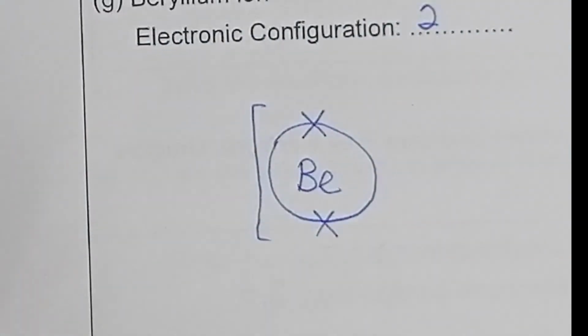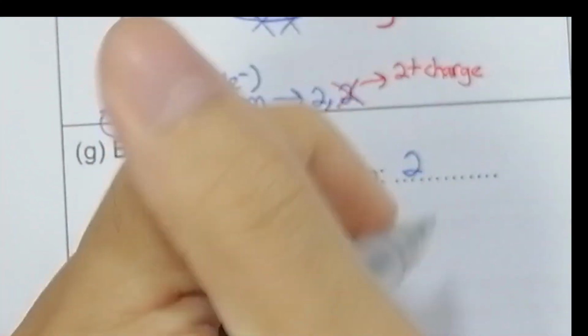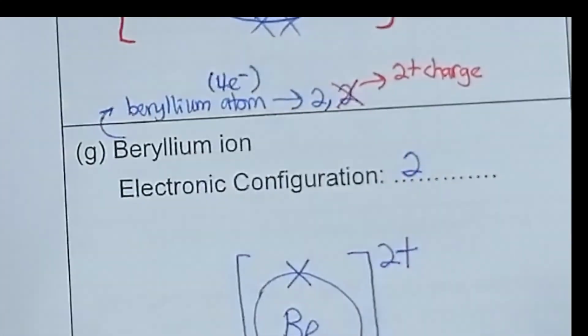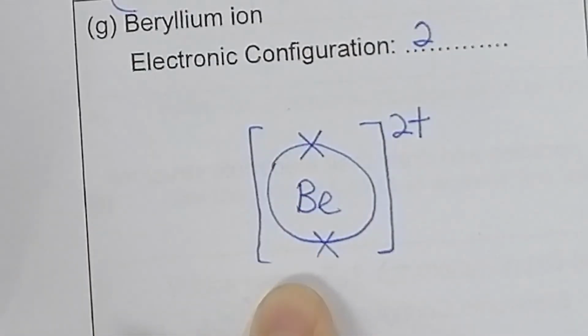Now we can go on to actually drawing the ion itself, okay, and you can just do it this way. Okay, 1, 2. Of course, I don't forget that there's a charge. Okay, so it's a 2 plus charge as we have already found out. Okay, finish this off with 2 plus. And this is my electronic configuration and structure.